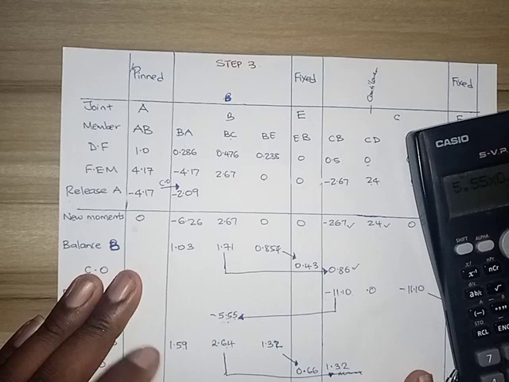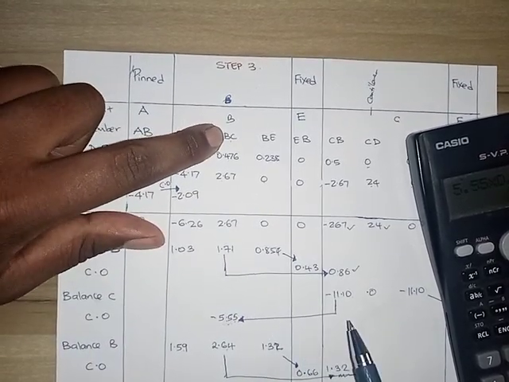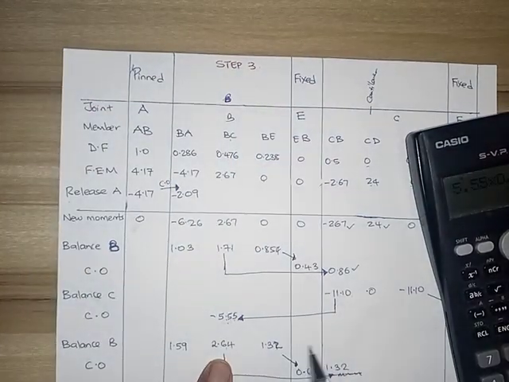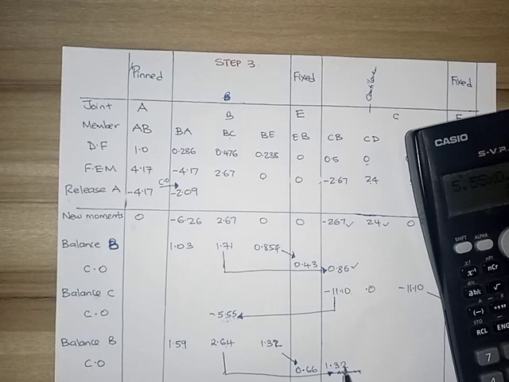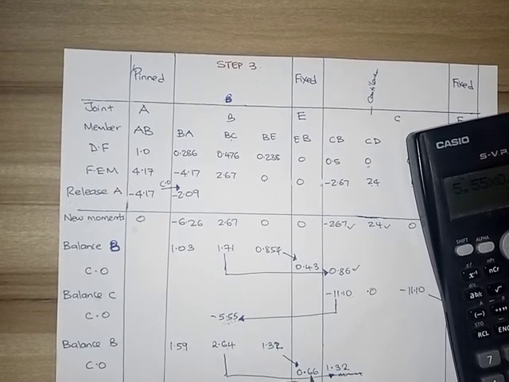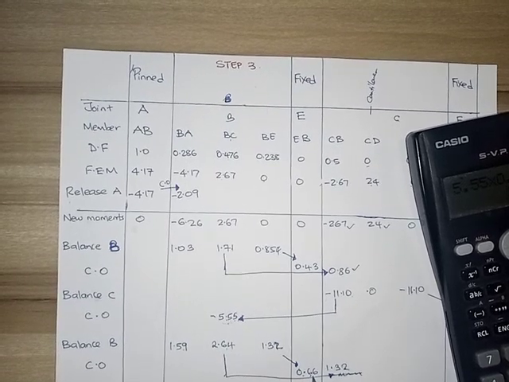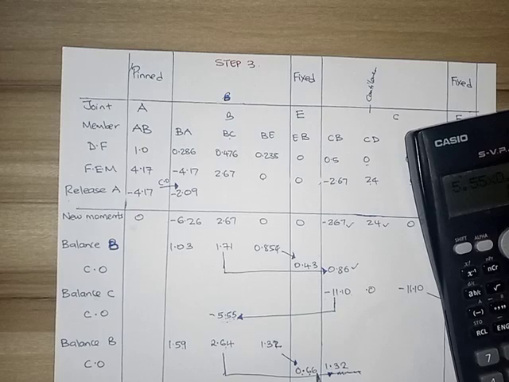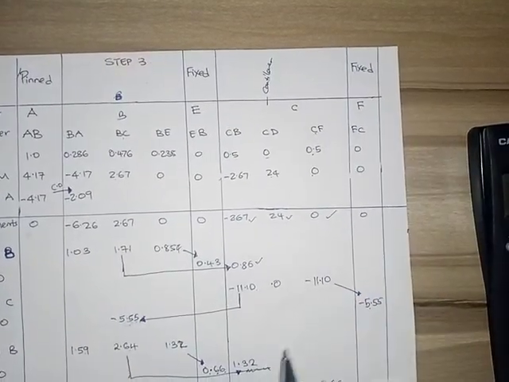So again, you do the carryover. So half of CB goes to BC as 1.32. Then half of BE goes to EB as 0.66.